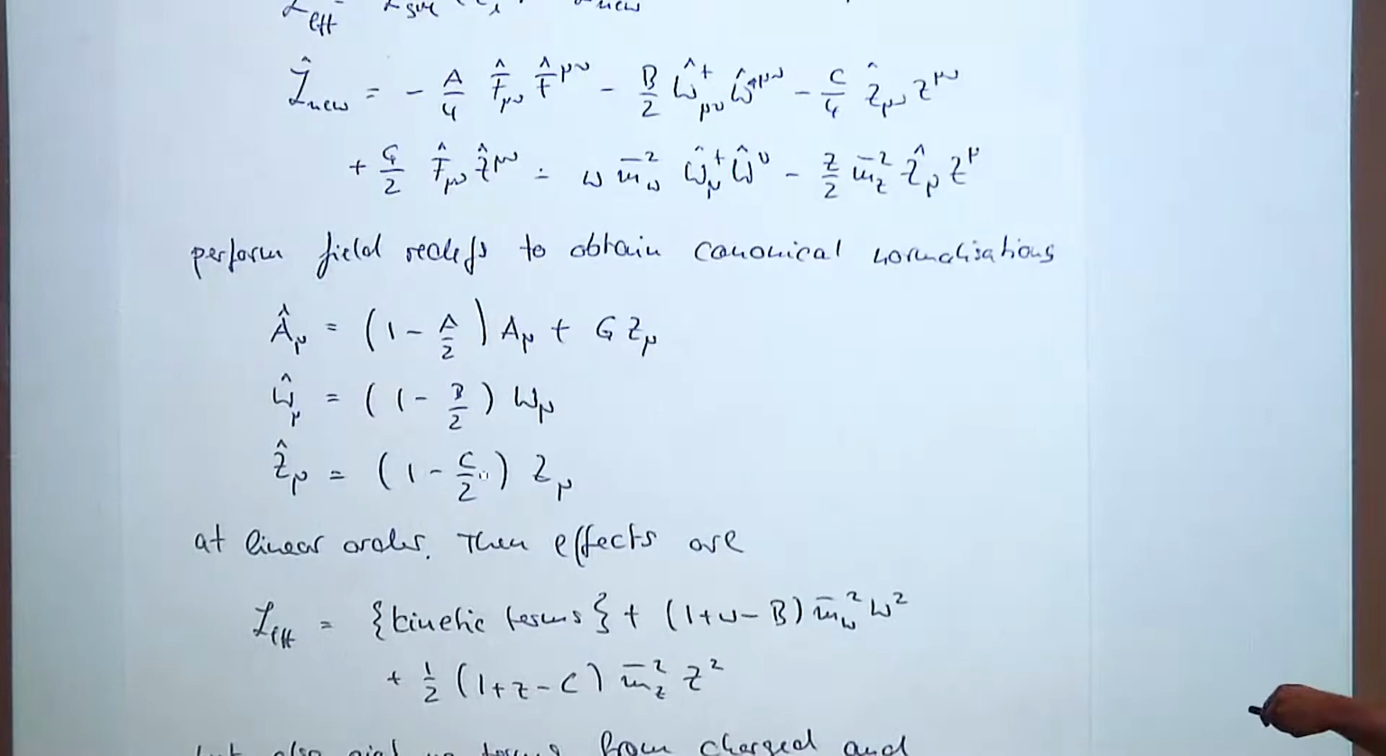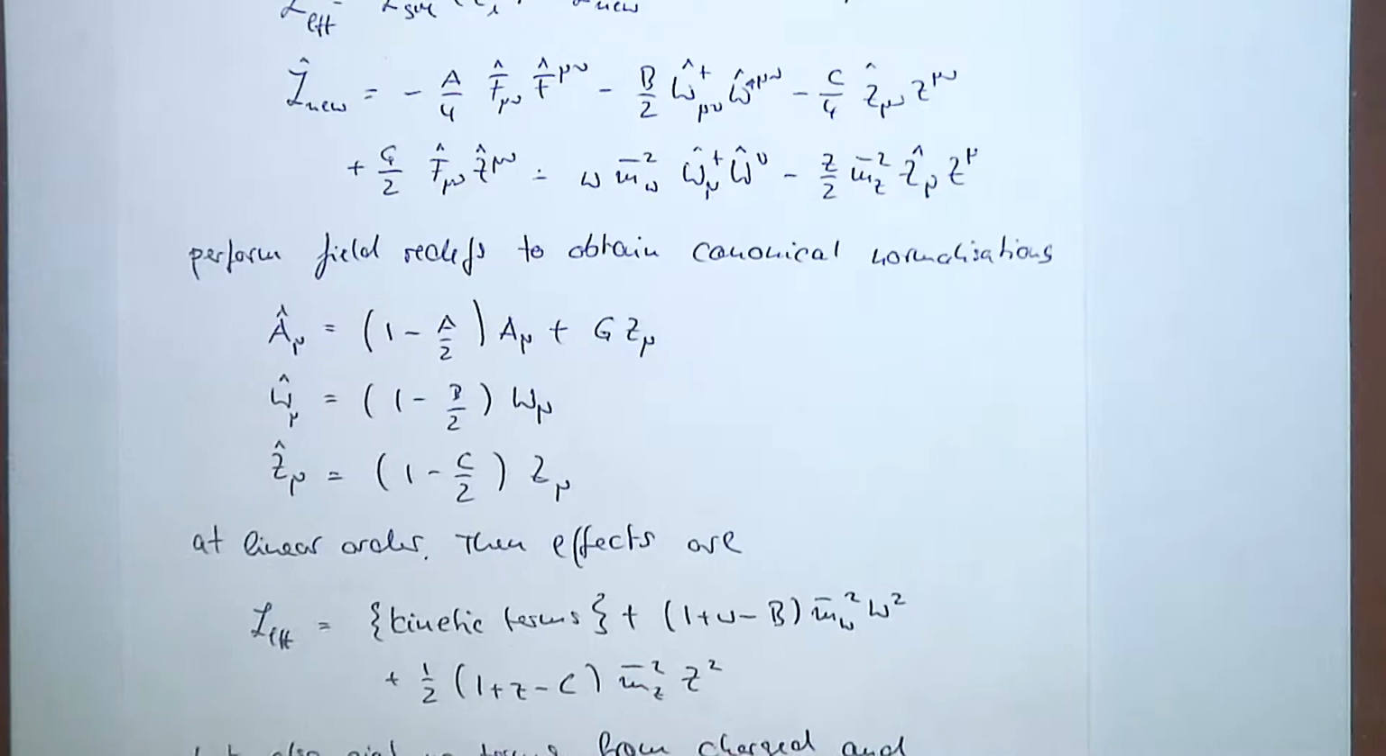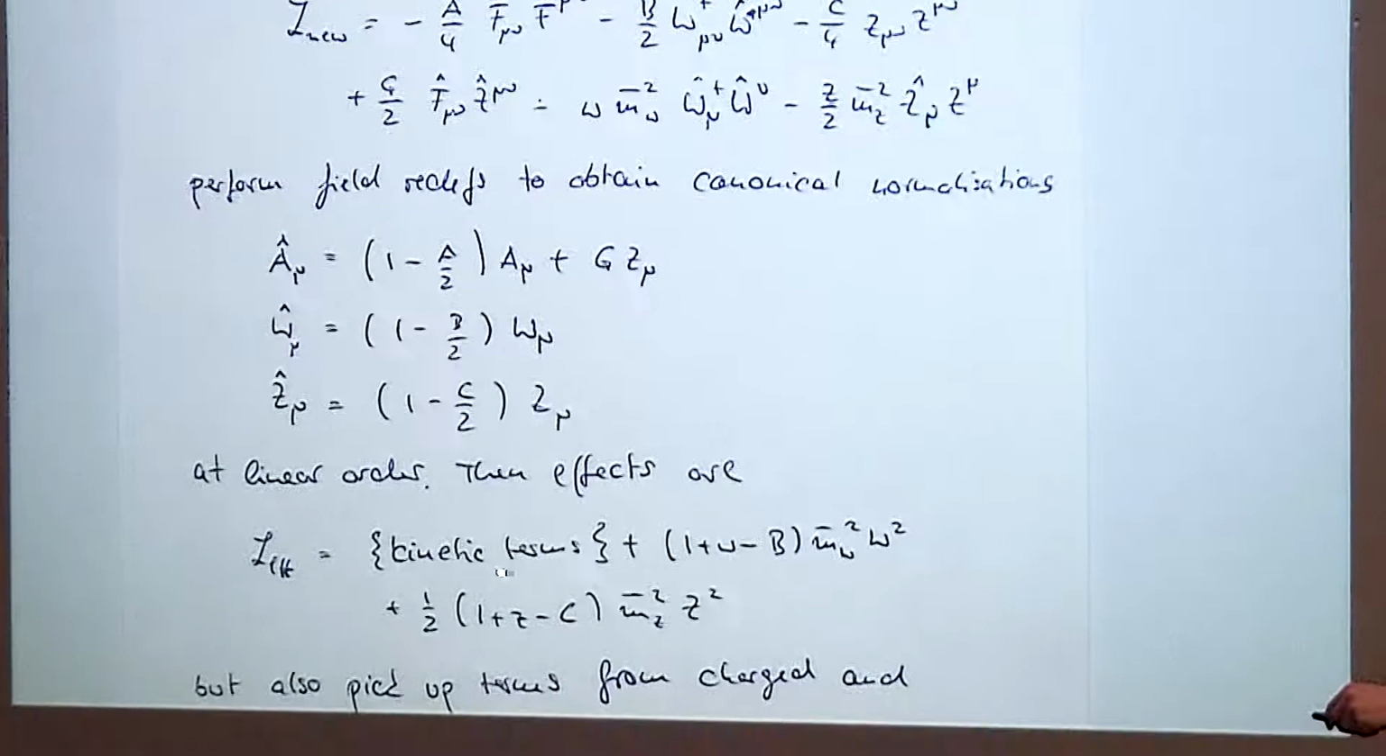Okay, and you work at linear order, because you assume that these parameters are reasonably small, so new physics is heavy or weakly coupled, or probably both. And if you do that by construction, you end up with canonical kinetic terms. So you don't really need to copy all of this away. I'll put this onto the Twiki.